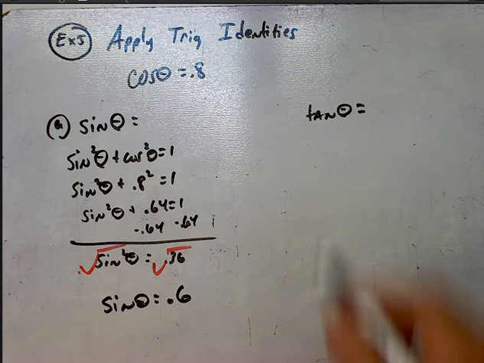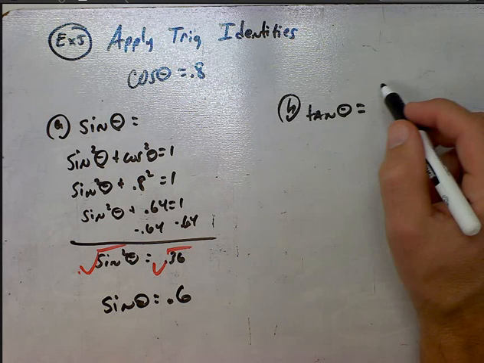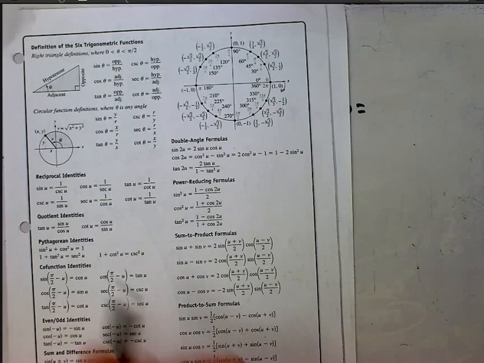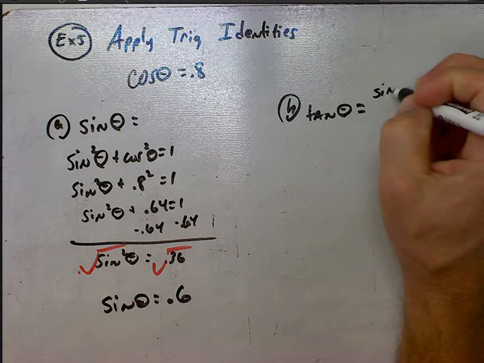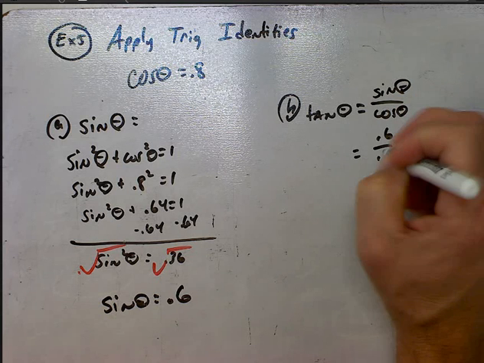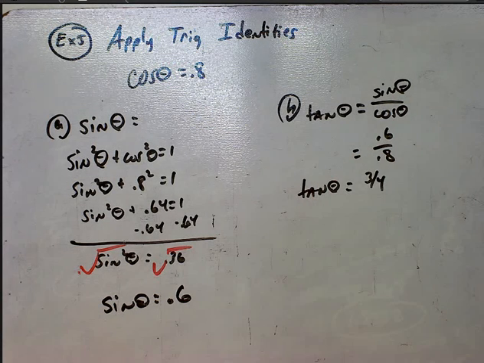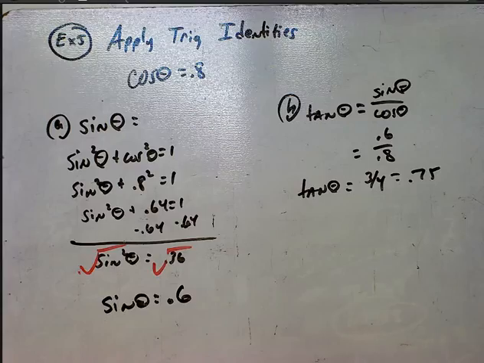For tangent of theta, once I already have sine and cosine, I can look over here at this one, and it tells me that the tangent of theta is equal to sine divided by cosine. So tangent of theta is sine of theta divided by cosine of theta, and so that's going to be 0.6 over 0.8, and the tangent of theta is going to reduce to 3/4. Or if you like decimals, 0.75. It doesn't really matter.